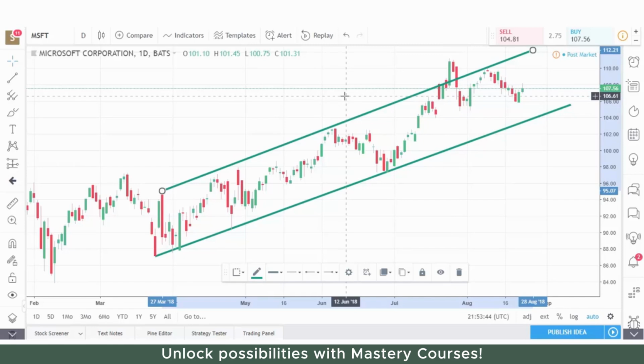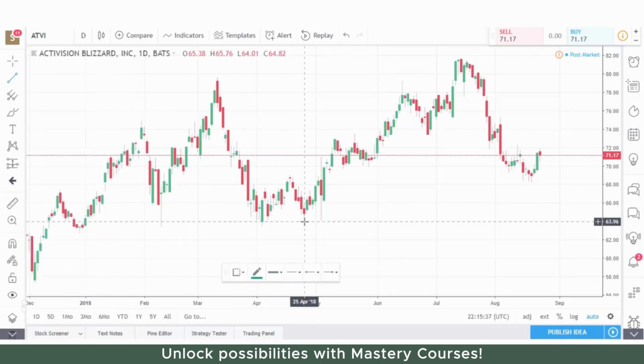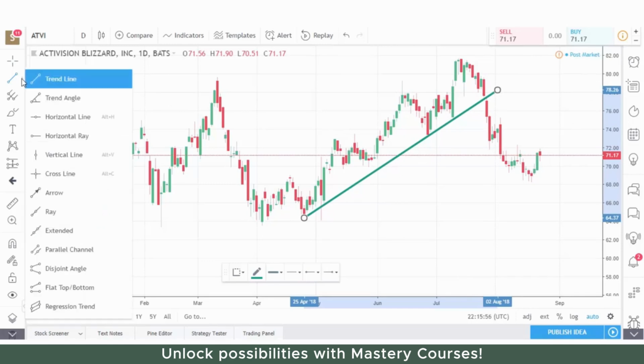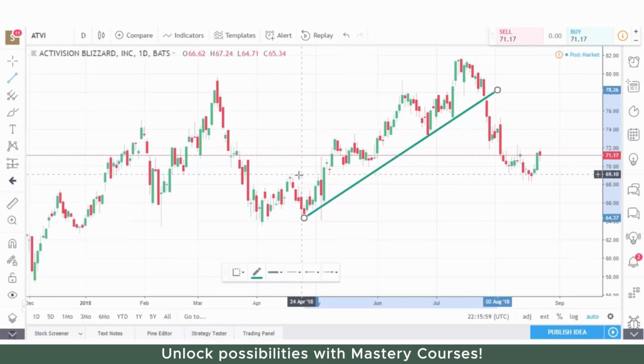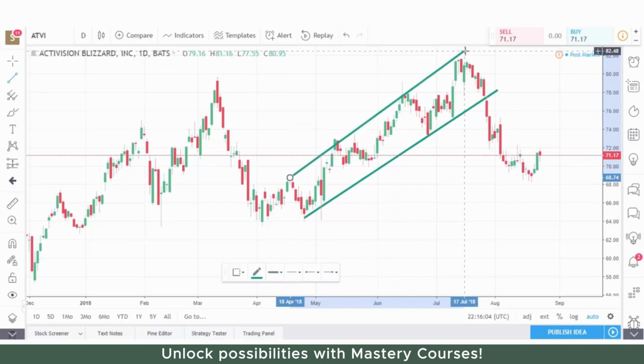Now let's take a look at a different chart where a stock is breaking its trend and leaving the channel. Let's take a look at the stock of Activision Blizzard, or ATVI, and the channel it has formed since May of this year. We're going to draw our trend line from the low in late April up when we see the stock was in a bull market here. And then we'll draw the top of the channel here.